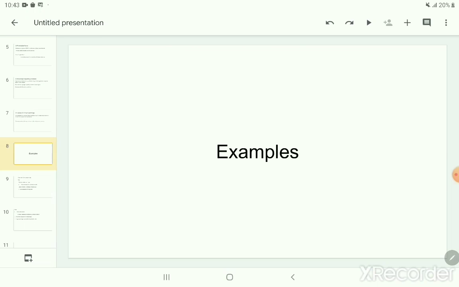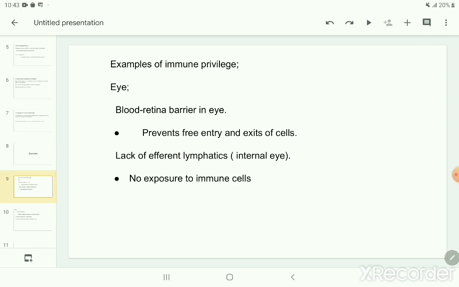The two best examples in our body of the immune privileges are the eye and the testes. In the eye, there is a blood-retinal barrier which prevents the free entry and exit of the cells. So when there is no entry and exit of the cells from the eye, there will be no interaction between the cells and tissue antigens and the immune systems. Another theory about immune privilege of the eye is that the eye lacks efferent lymphatics. So when there are no efferent lymphatics, there is no exposure of the antigens to the lymphatics.